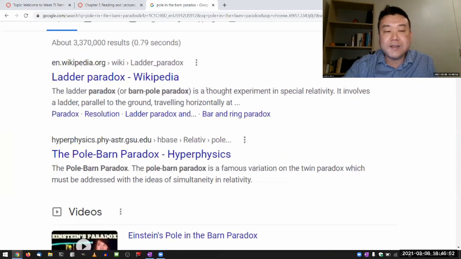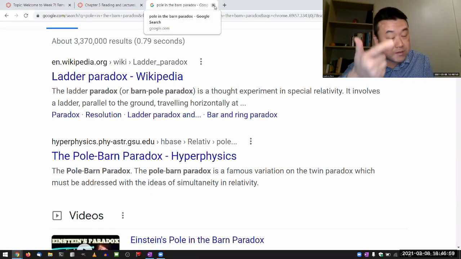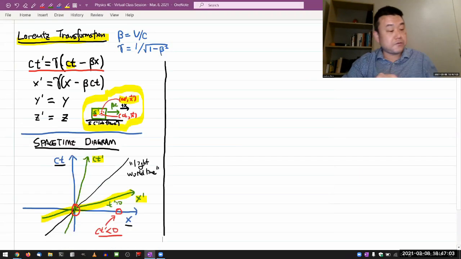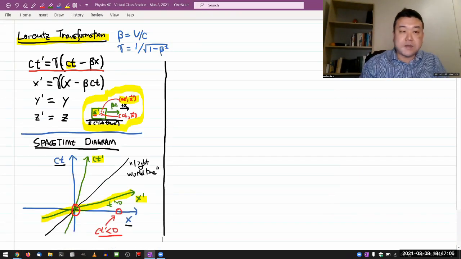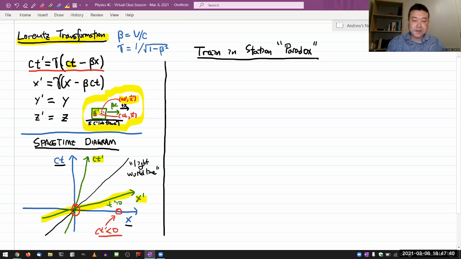I'm gonna use a slightly different situation, because we have been using the setup of train and train station already. So let me just continue using that. I will call this the train in station paradox, and I'll put quotation marks around the paradox just to emphasize that it's not a real paradox. It's just something that you need to understand. Once you understand it, there's nothing paradoxical about it.